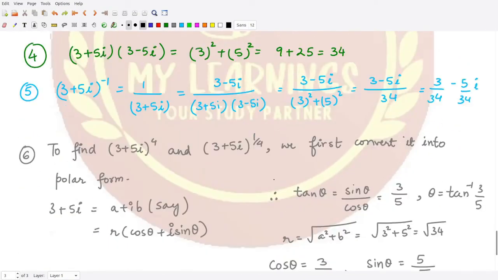Next is calculating the product of the complex number and its conjugate. So when you multiply them, you will be just squaring both the numbers and then adding. So you get this as the final answer.